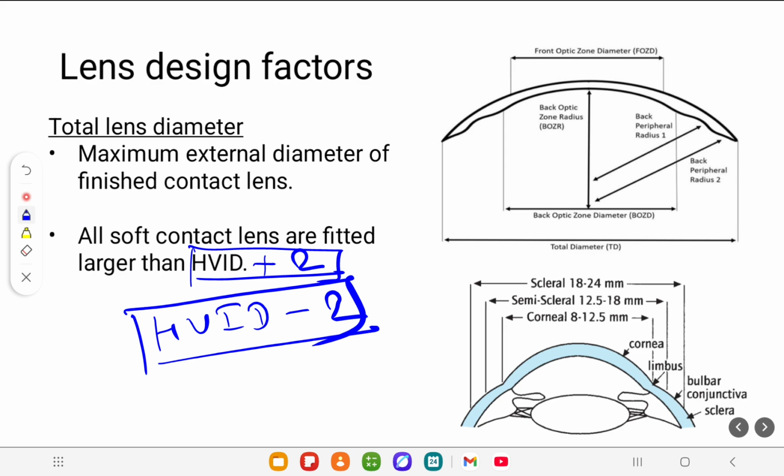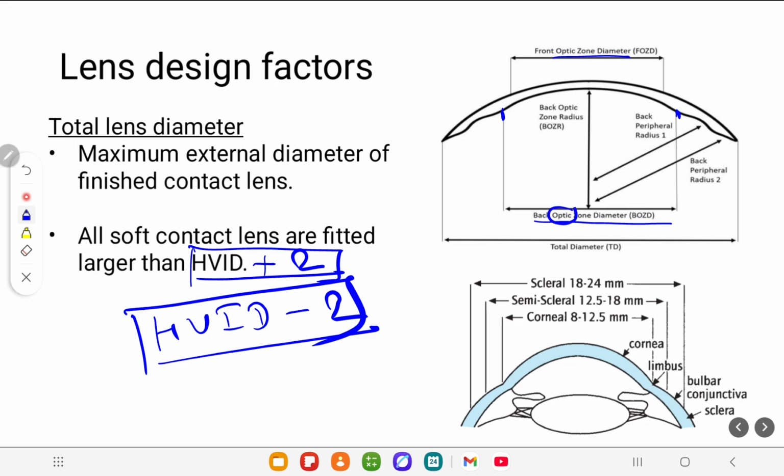Basically, what is total diameter? Total diameter means the total edge to edge of the contact lens. But you have to be cautious, there are a lot of other diameters, for example the front optic zone diameter and the back optic zone diameter. Not all diameters are useful for vision. Which is useful for vision? It's basically the back optic zone diameter. That's why we call it the optic zone.